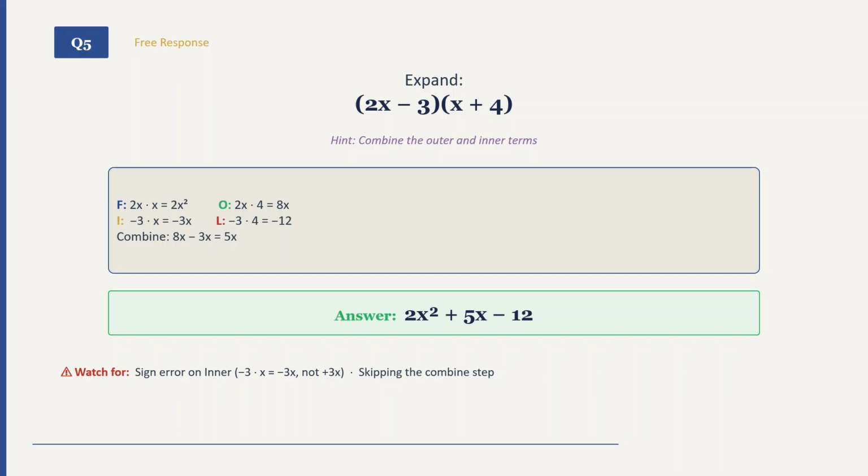First, 2x times x equals 2x squared. Outer, 2x times 4 equals 8x. Inner, negative 3 times x equals negative 3x. Last, negative 3 times 4 equals negative 12. Combine 8x and negative 3x to get 5x. The trap here is getting the sign wrong on the last term. Negative 3 times positive 4 is negative 12, not positive 12.